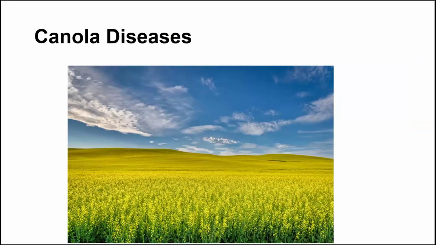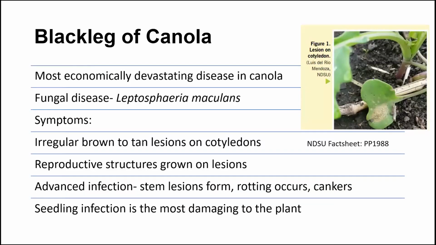And then I'm just going to mention a few diseases on canola and safflower. I know they're very minor crops, but just in case anyone on here is working with them. Blackleg of canola is the most economically devastating disease in canola. It's been reported from time to time in South Dakota. It is a fungal disease.